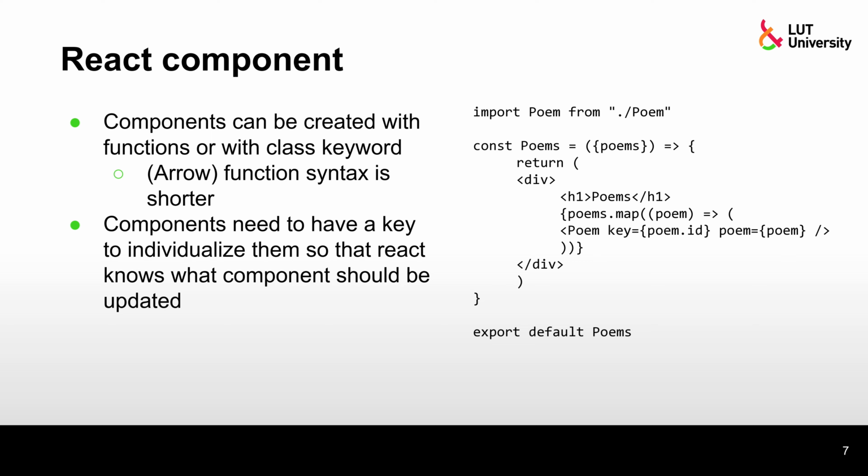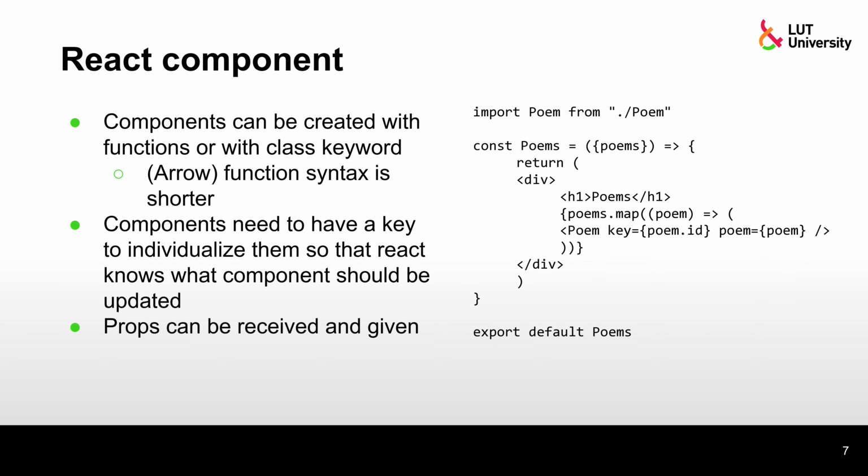So we can have, let's say, 8 poems, and then they all have the key, which in here would be the poem ID. It's a unique key, so if there is a reason to edit one poem, then React can understand that there is an ID, there is a key, and it can update only that part of the page. There is no reason to reload the whole page.